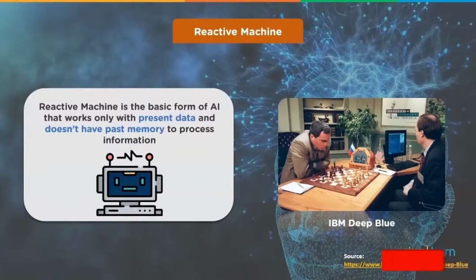Deep Blue ignores everything before the present moment. All it does is look at the pieces on the chessboard as it stands right now and choose from possible next moves.